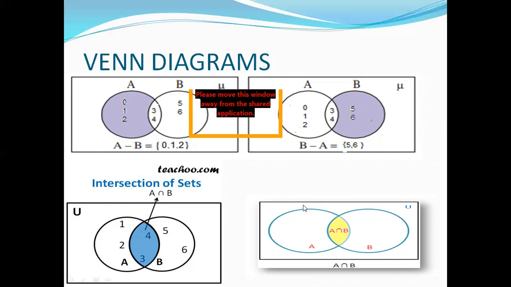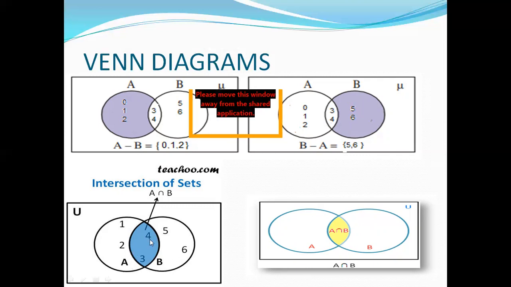Okay, children. Now see B minus A. The shading is the same. B minus A means what? Leaving the common elements and the set A elements, only the elements of set B. That means what are the elements of set B? Leaving the common elements of A and B, only 5, 6. So only this portion you have to shade. You have to leave the common part and you have to leave the set A also. So this is B minus A when the elements are given.